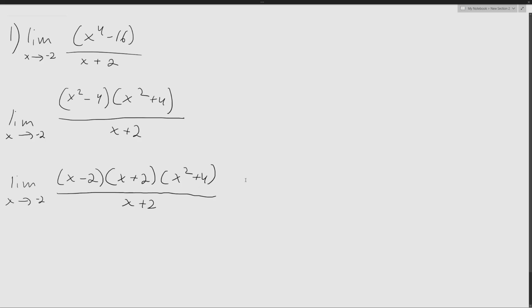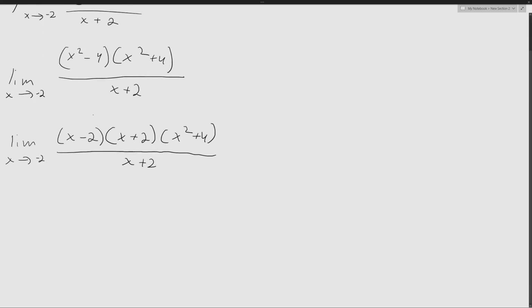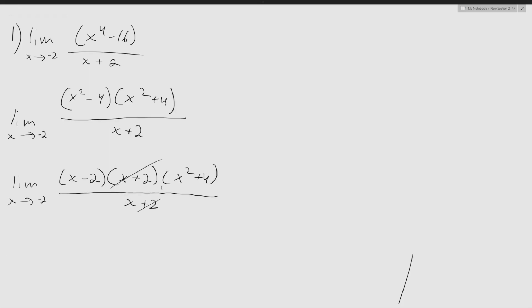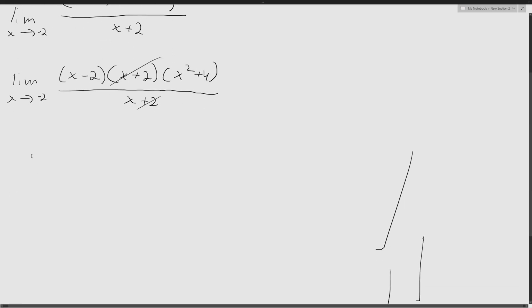Now we see we have a common factor in the numerator and the denominator, so we can cancel them out. From here we can simplify this, and so we get the limit as x approaches -2 of x minus 2 times x squared plus 4. We can now either substitute -2 for everything here and solve it that way.